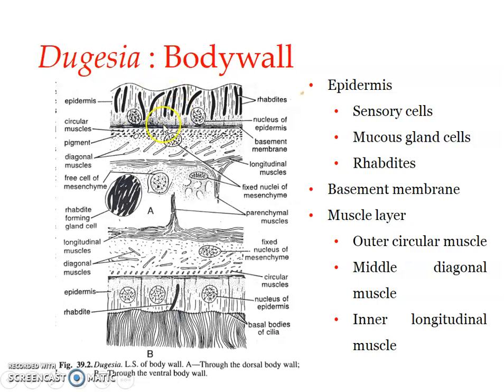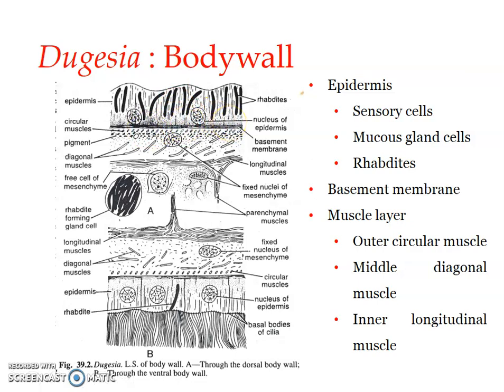Now, coming to the epidermis, we can see the details. The epidermis consists of a single layer of large columnar cells. You can see here they are very large cells, and they have very prominent rounded or oval nuclei. These are the nuclei you can see here. These nuclei are situated towards the base of the cells, close to the basement membrane.